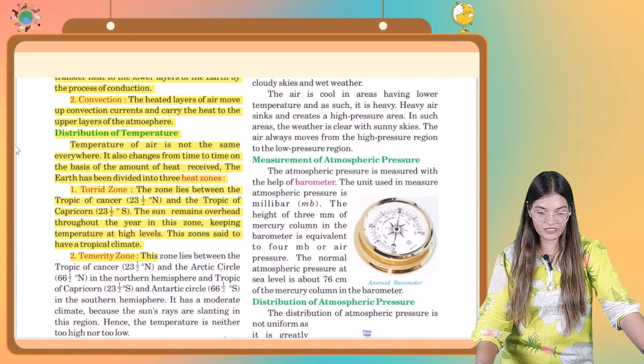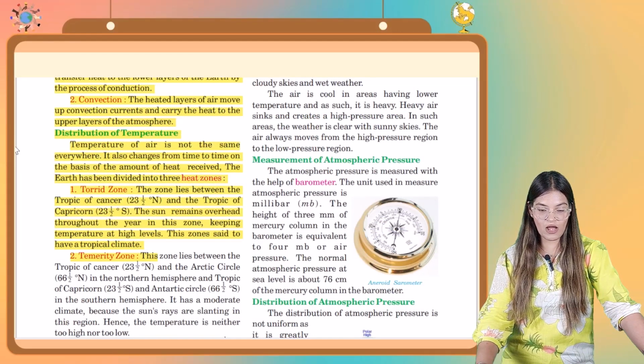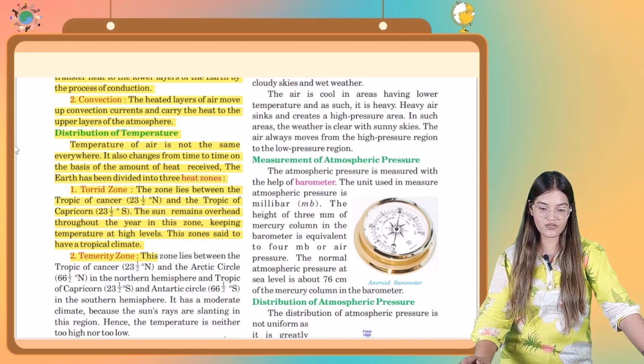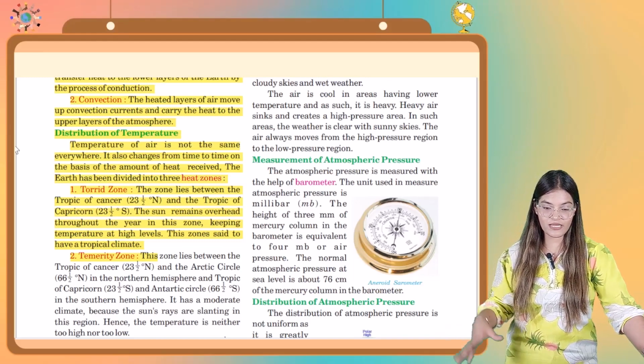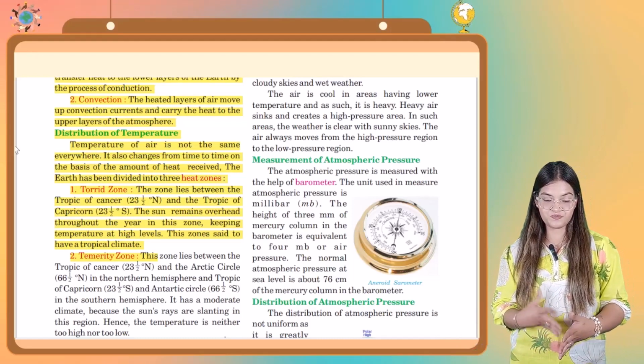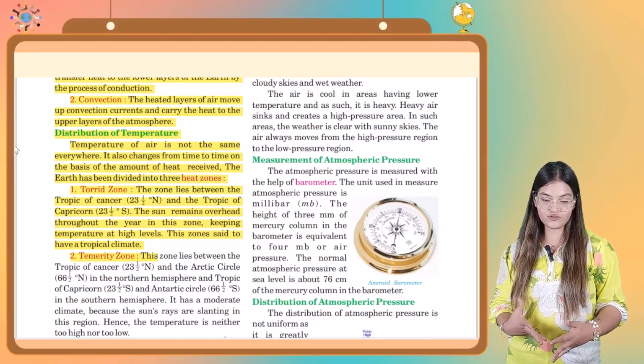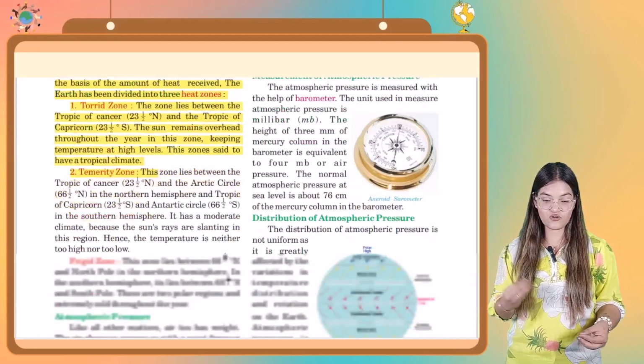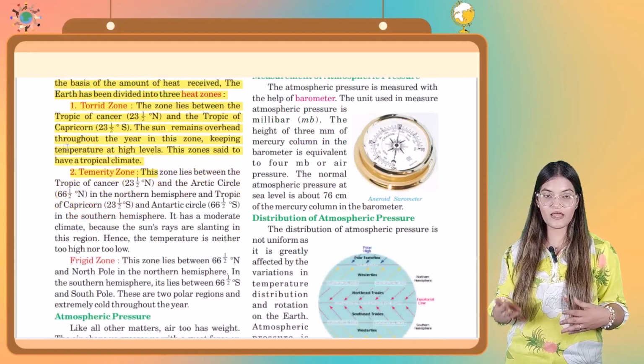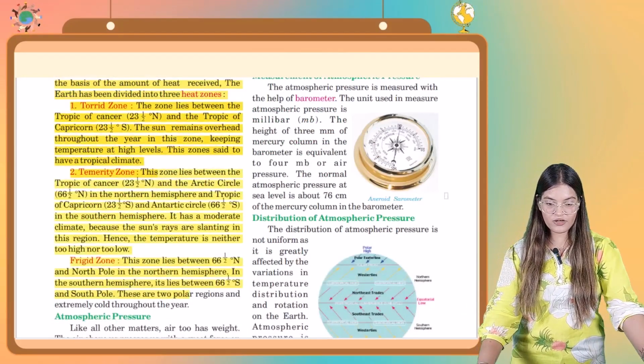Distribution of temperature. Temperature of air is not the same everywhere. It also changes from time to time on the basis of the amount of heat received. The earth has been divided into heat zones. ऐसा नहीं है कि जो हमारा टेम्परेचर है वो सेम रहता है, नहीं, वो चेंज होता रहता है टाइम टू टाइम ऑन द बेसिस ऑफ कितनी हीट उसको रिसीव हो रही है, और इसको 3 पार्ट्स में डिवाइड किया गया है. First is the Torrid Zone.